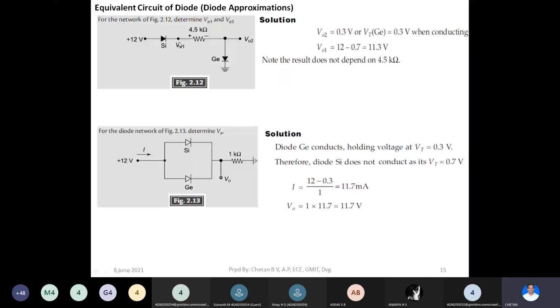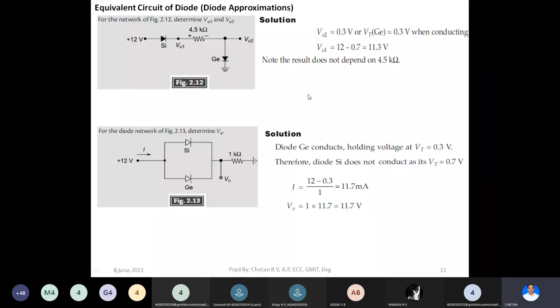How to calculate V01: from this diagram you can make out that it is nothing but the cathode terminal of the silicon diode. At the anode terminal we have 12 volt. Assume that this silicon diode is forward biased. So in place of this silicon diode you have a battery of voltage 0.7. If you replace this silicon diode with its equivalent circuit, you have a battery of voltage 0.7. Therefore, at this end, you get V01 as 12 volt minus 0.7, which is 11.3.